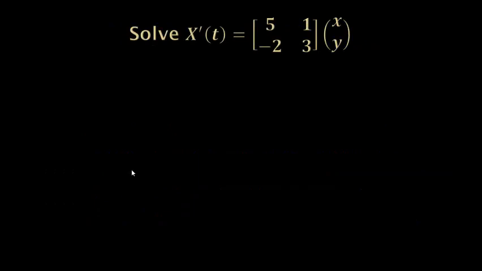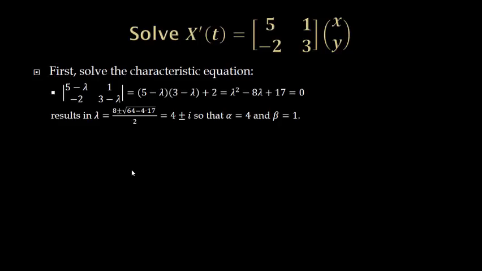So for solving this system, I have 5, 1, -2, 3. First, we'll find the eigenvalues. We'll solve the characteristic equation. By multiplying through, you'll have a quadratic equation, but you'll notice that it does not factor over the reals. You will have complex solutions.